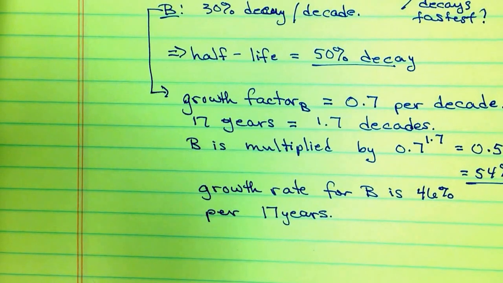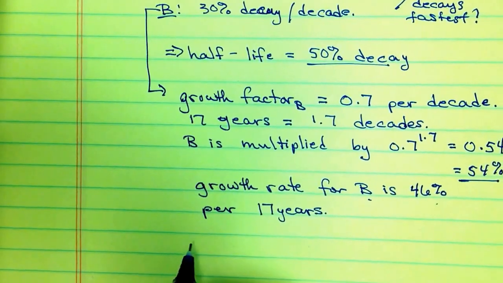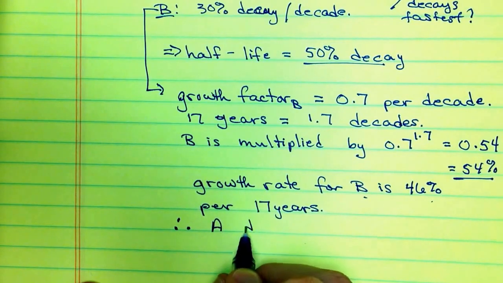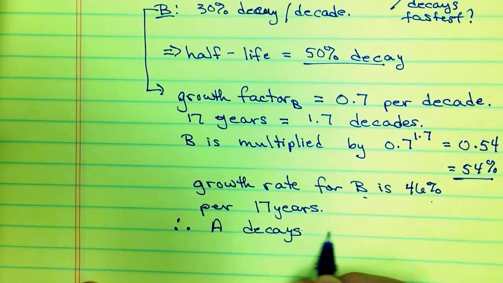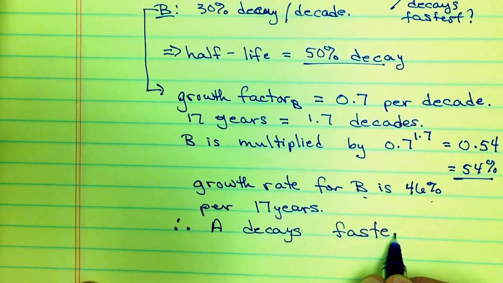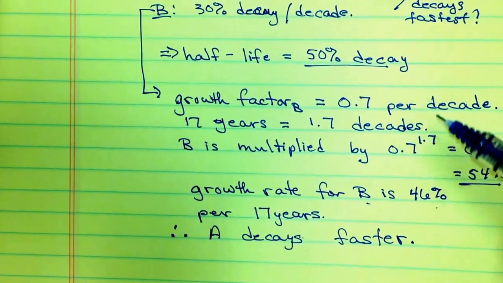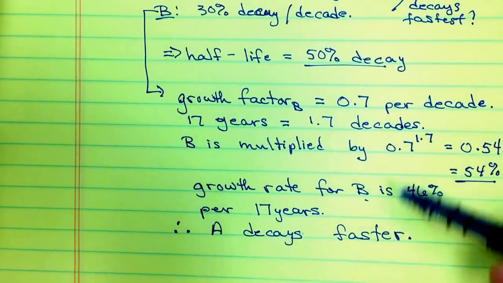So what does that mean? That means B is going to decay more slowly. So therefore, A decays faster. Okay, so the whole point here was getting the units together and getting the 17 years in.